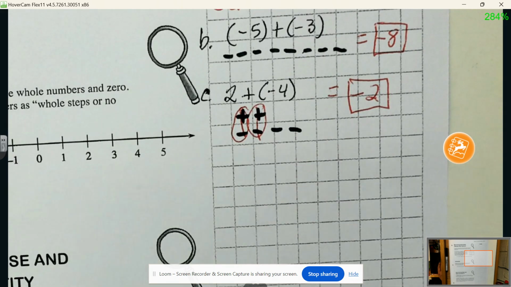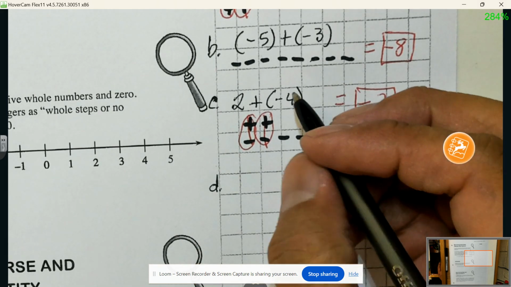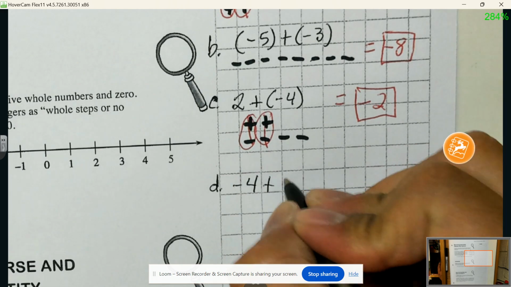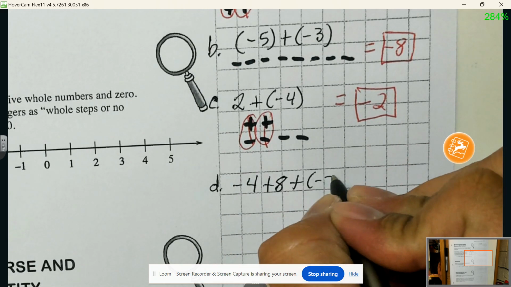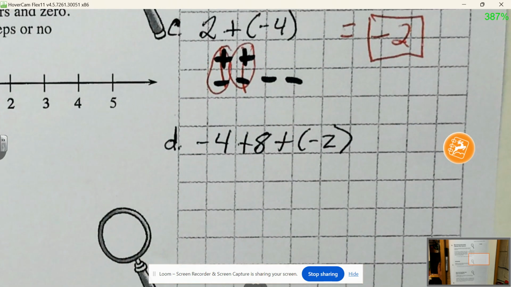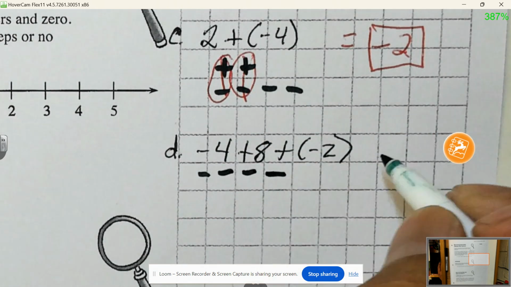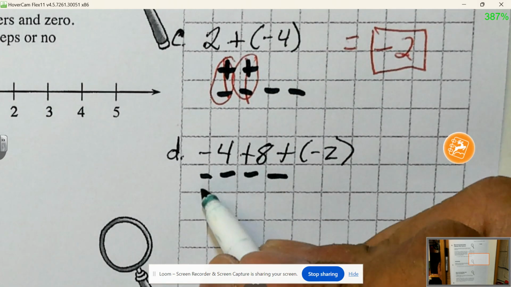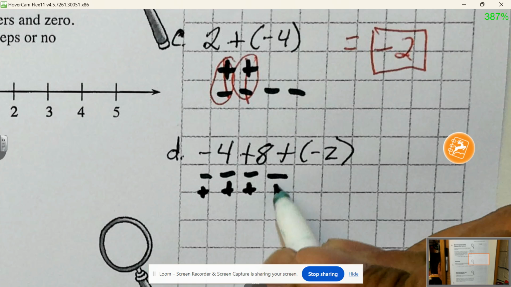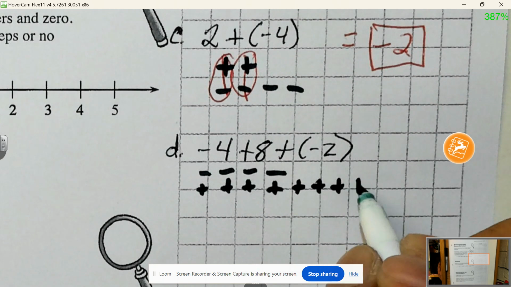Okay, problem D. We have negative 4 plus 8 plus negative 2. Okay. Now looking at that, some of us might have the answer down, but let's diagram it. Okay, so I'm starting with 4 negatives. Then I'm adding 8 positives to them. Yes, I'm going down below so I can pair up my 0 pairs. So that's 4, 5, 6, 7, 8.